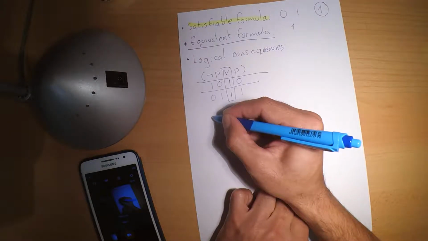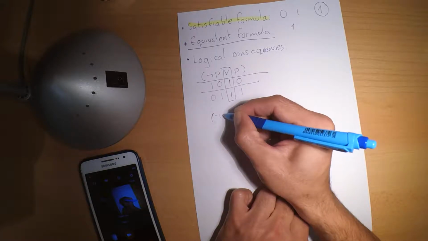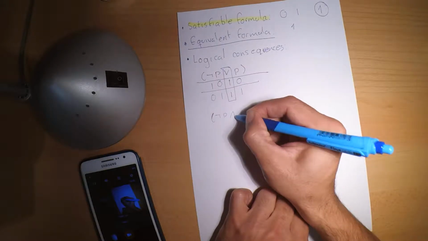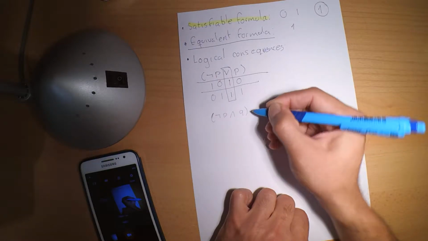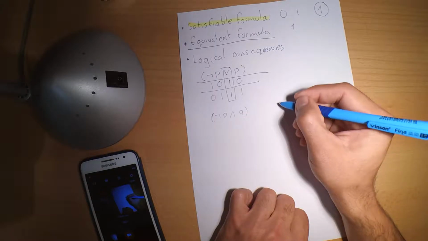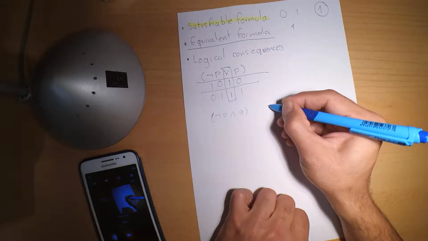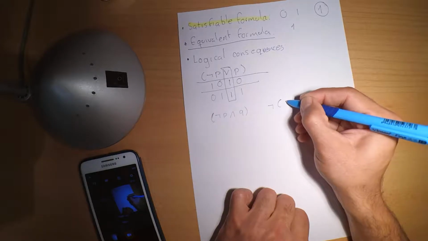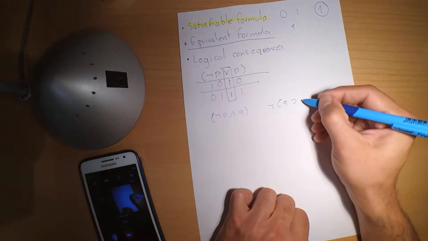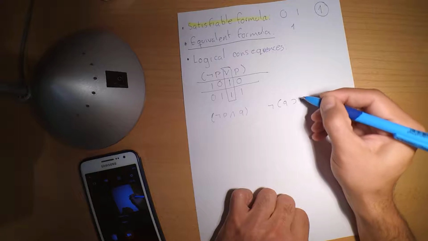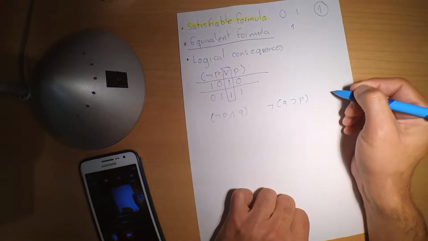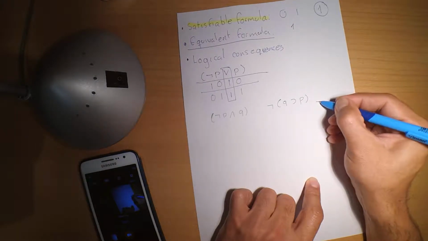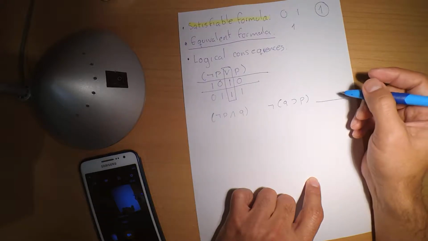In A, I'm going to put this formula: negation P, conjunction Q, and we're going to put another example, which is negation Q, implication P. And let's make one truth table just to figure out how this is going.